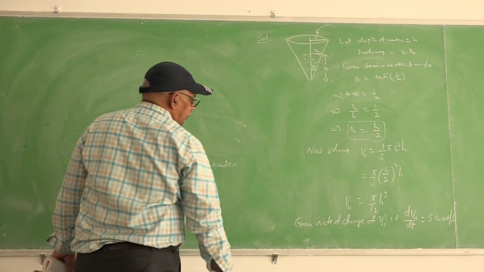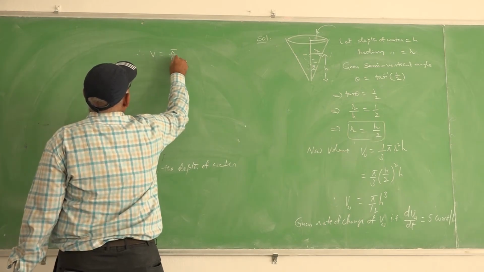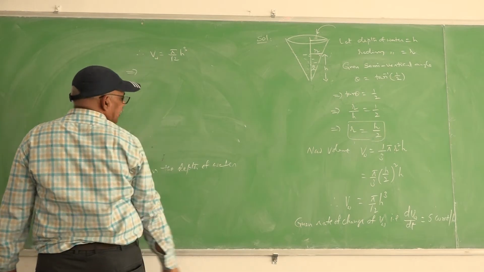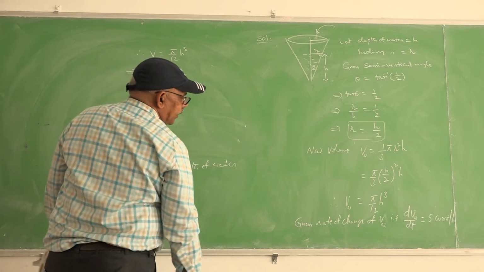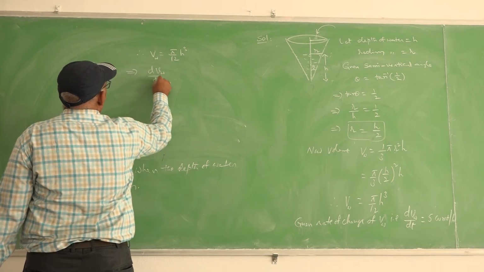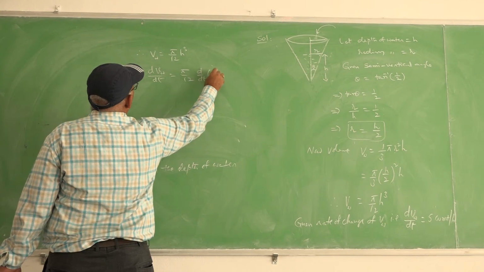Therefore, V equal to pi by 12 h cube implies Vw equal to pi by 12 h cube, which implies dVw by dt is pi by 12 into d by dt of h cube.